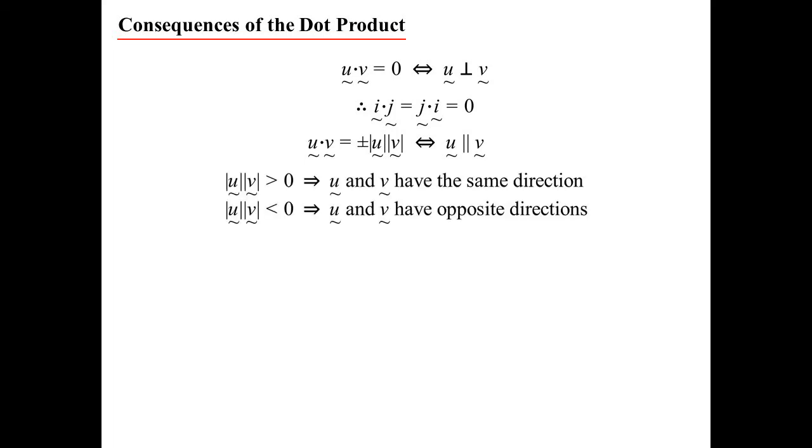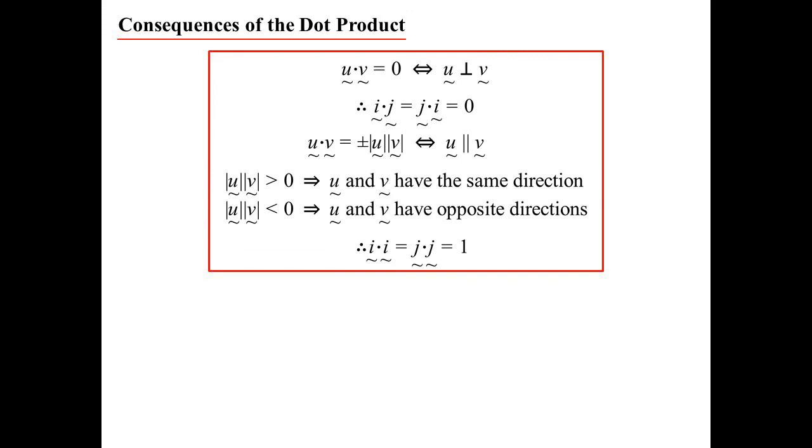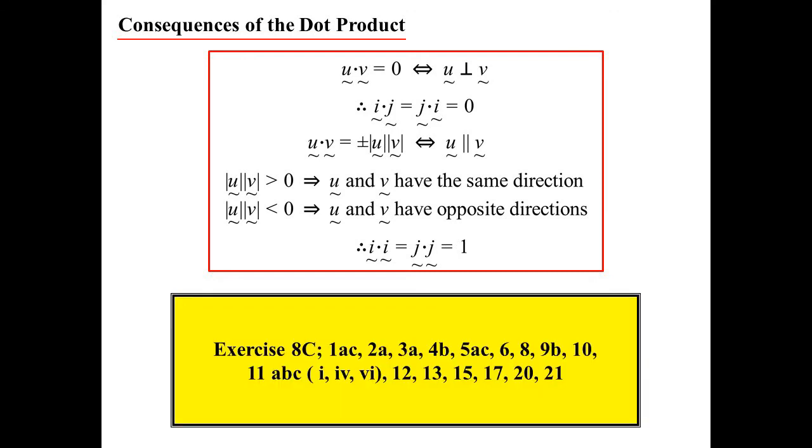I've said plus or minus on this. If it's positive, remember we're talking about parallel vectors, they must be going in the same direction. If it's negative, then they're going in opposite directions. And i dot i, j dot j has to equal 1. Remember they were unit vectors. And we said i dot i was the same as the magnitude of i squared. So 1 squared is 1. There's our theory for today.